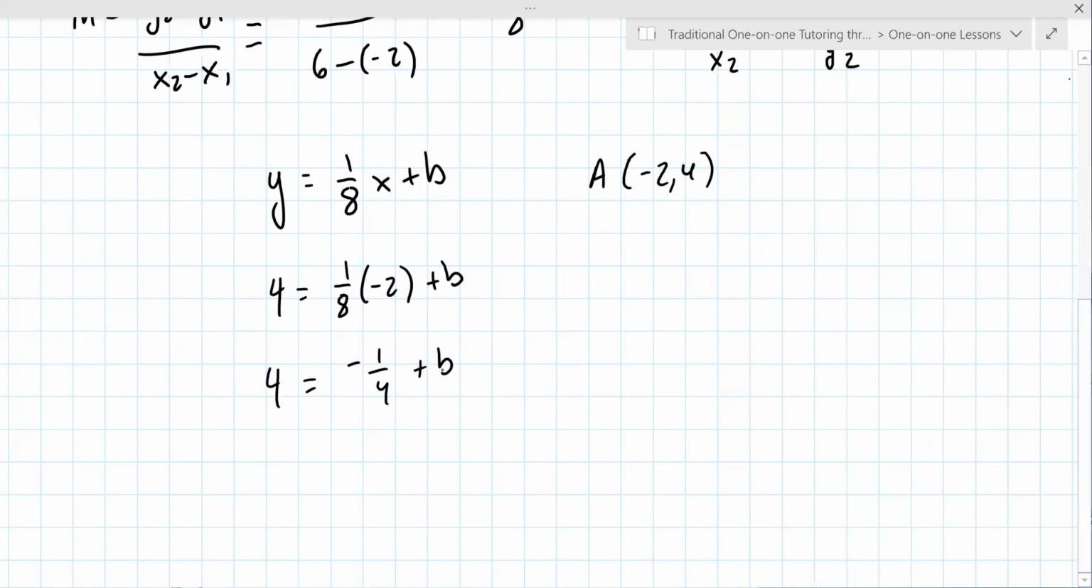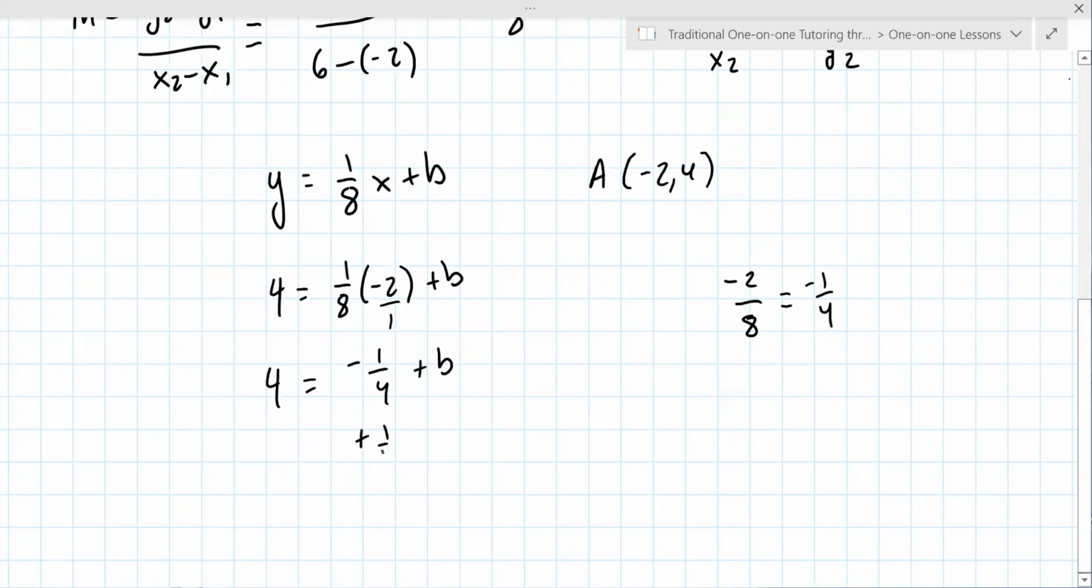Or negative 1/4, right? Sorry, I did the math wrong for that. Negative 2 over 8, right? Yeah, because you're multiplying the tops and multiplying the bottoms. That reduces to negative 1/4. Okay. Shoot, I need to memorize that. I've been struggling with that. And then 4 plus 1/4 equals b, and that would be 1 equals b, so b equals 1.